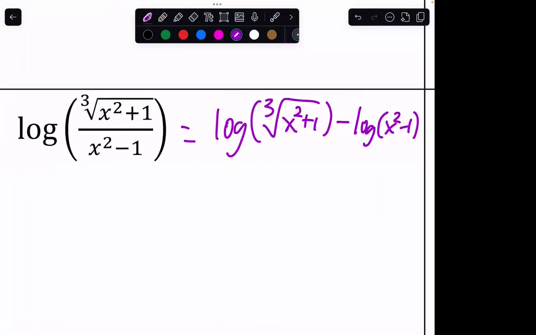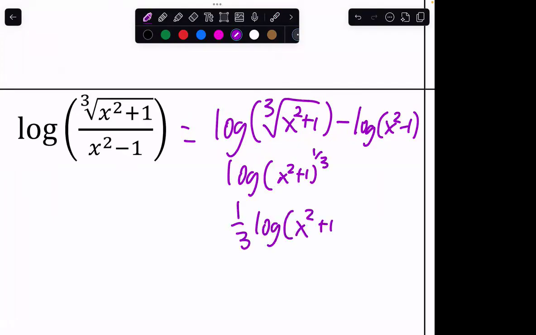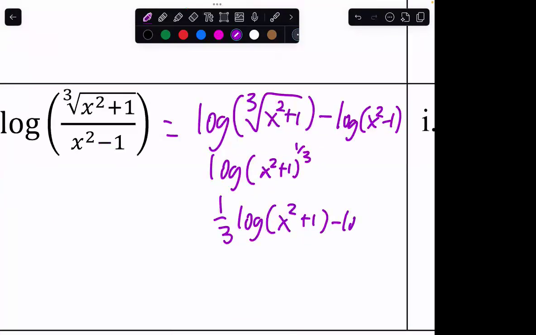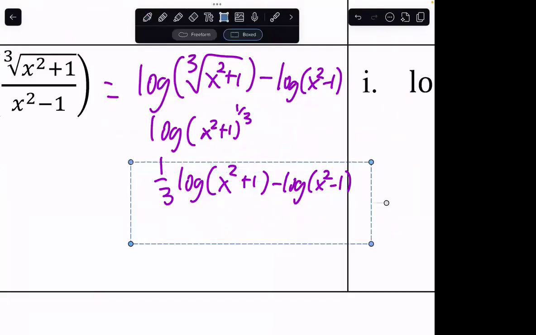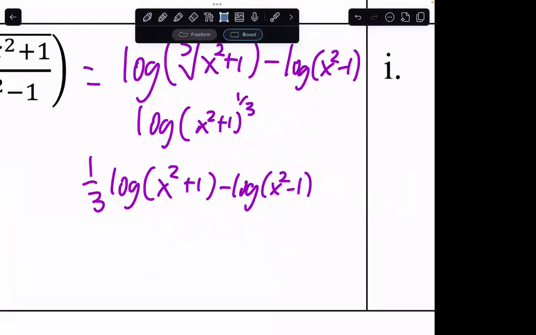Okay, so the cube root is affecting the entire argument. So we could rewrite it like this first, and then move the 1/3 in front. Okay, however, we cannot move either of these squareds out front. Okay, so like this 2 cannot move in front.